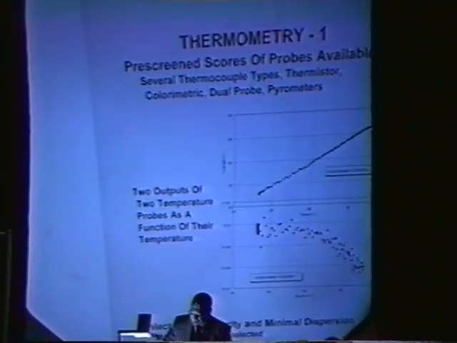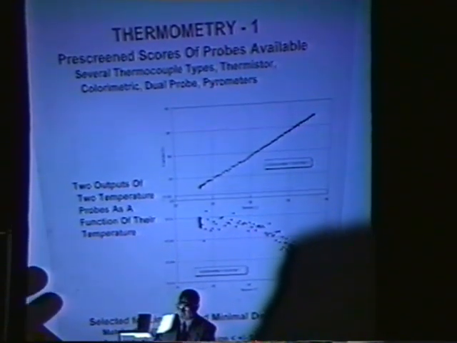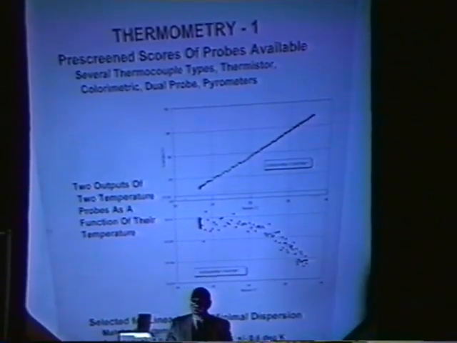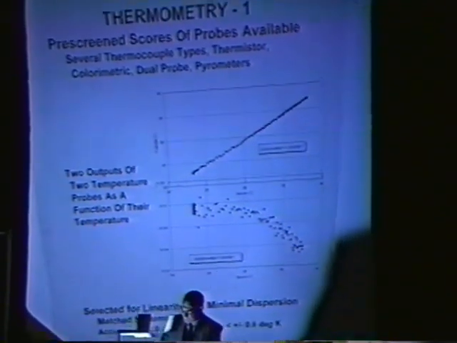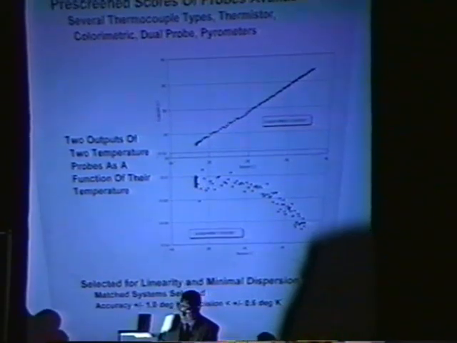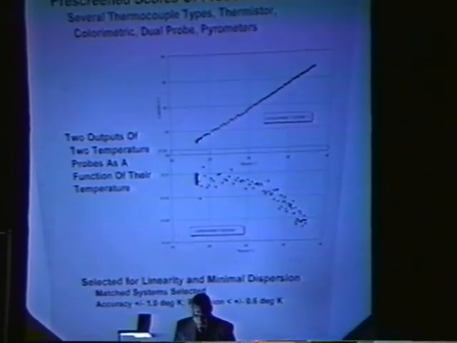In the initial thermometry study, we looked at over 30 types of probes and chose those for optimal linearity, accuracy, and precision, and ditched the rest. We ended up getting down to accuracies and precisions as noted on the chart.